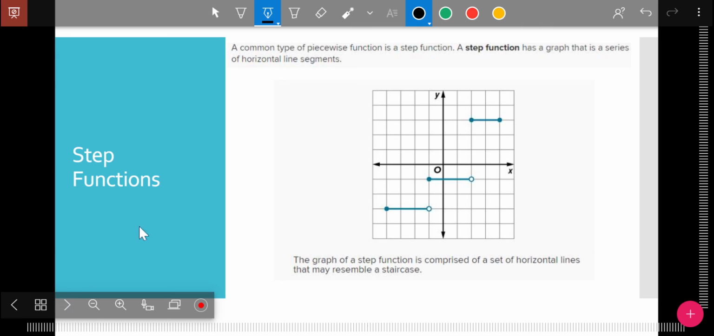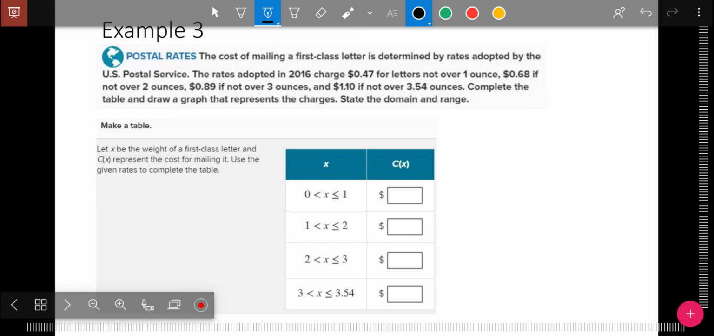Last is a certain type of function called a step function. It's a piecewise function that's segmented and it looks like it's going up, or it could be looking like it's going down in steps. Right? An example of this is like mailing things. So they're going to charge for up to 1 ounce 47 cents. They're going to charge 68 cents for up to 2 ounces. Up to 3 ounces is 89 cents. And then $1.10, but that only goes up to 3.5, and then they're going to make you buy more packaging.